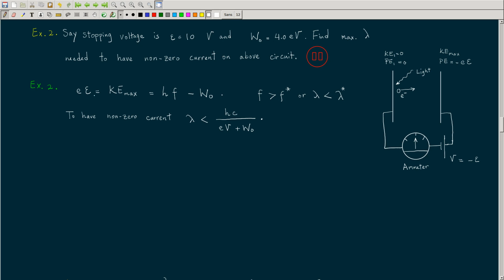So what you get is E times E equals KE max, and you have the formula for the maximum kinetic energy, which is the photon energy minus the energy it needs to take the electron out of the metal. So you can find f star or lambda star. The frequency must be bigger than f star, or the lambda must be smaller than a critical wavelength, so that you can produce a non-zero current. So that was it for exercise number 2.